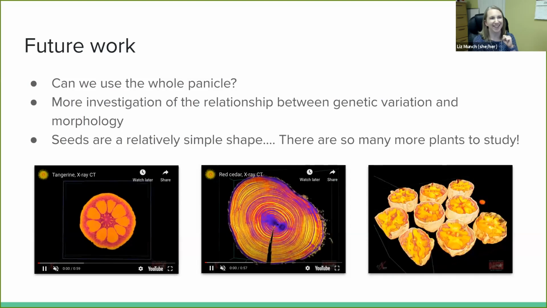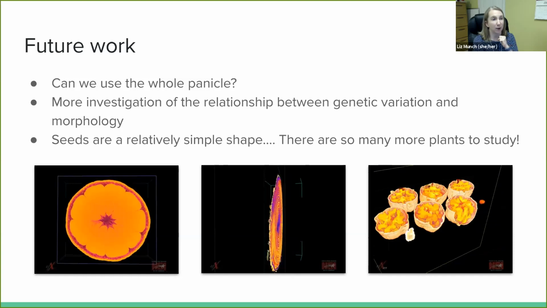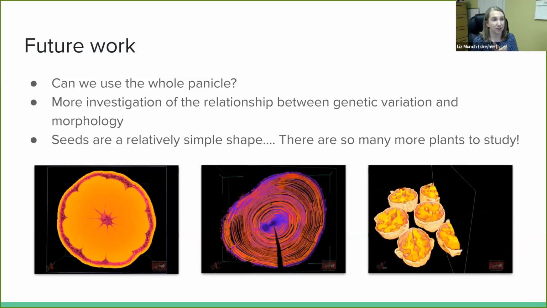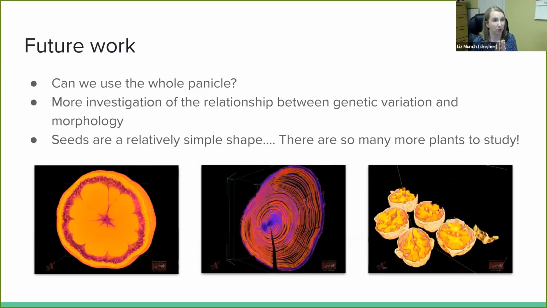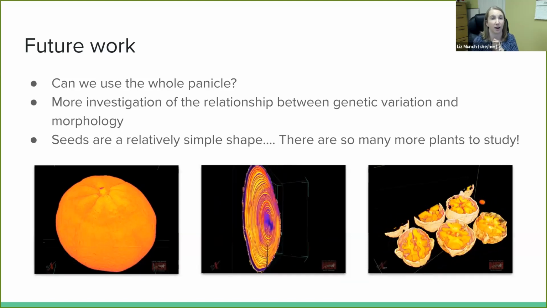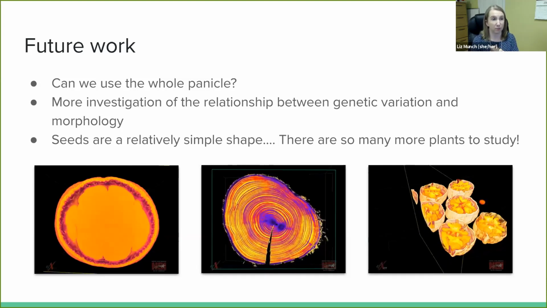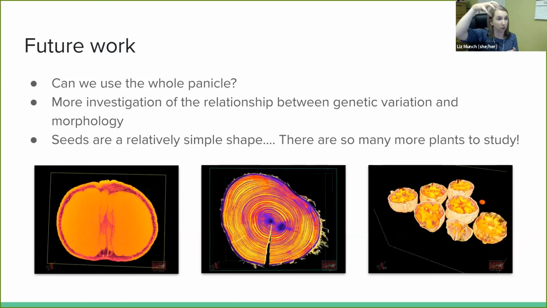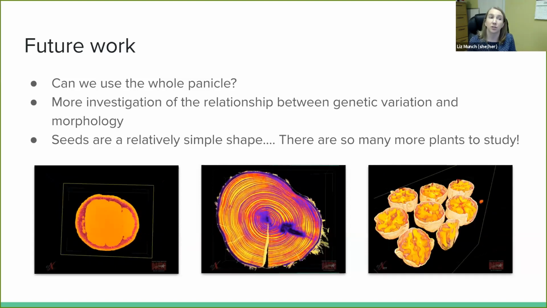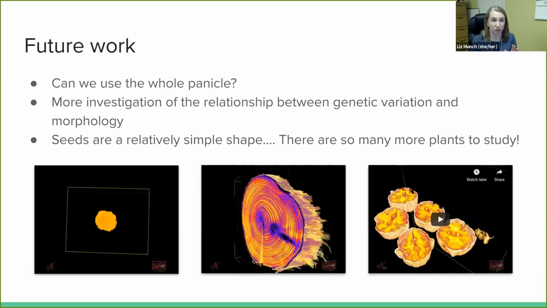Talk about future work. So right now, this is really a first step at using this gigantic data set. It's hard to overestimate how much amazing information is stored in literally years of genetic and morphology information. We've only used the seeds so far. Our long-term goals are to be able to use the whole panicle and study the shape and structure of the panicle itself. There are a lot of interesting connections to be made between the genetic information and the morphology, which we have just barely scratched the surface of.